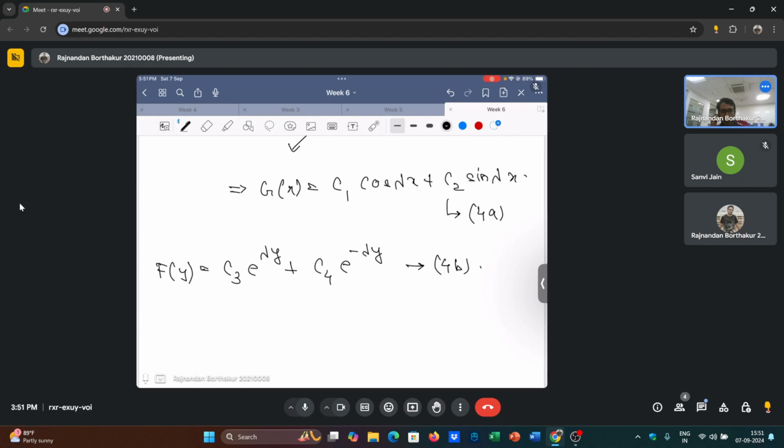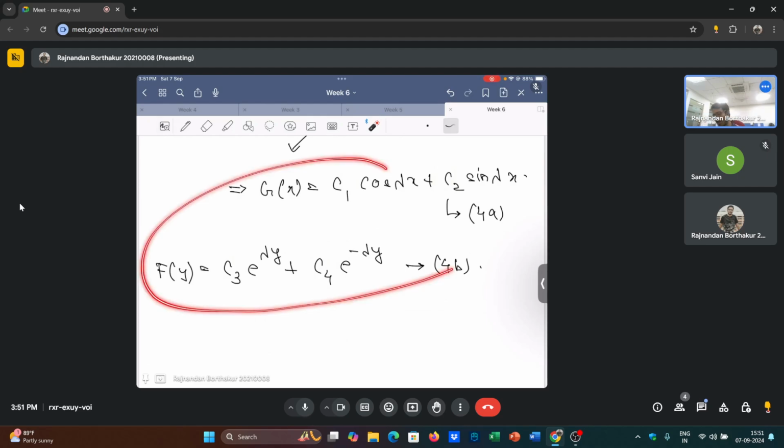But we are not done yet, right? Because we know that the total solution is going to be the product of g of x times f of y. But in bifurcating the single PDE into two ODEs, we end up getting these four constants, C1, C2, C3, and C4. Can you tell me, apart from these, there is one more unknown that, knowingly or unknowingly, we have added in our problem and that is yet to be determined? Can you tell me just by looking at these solutions?